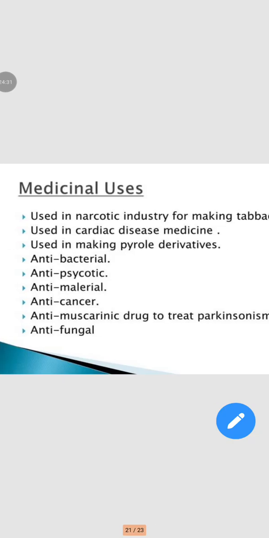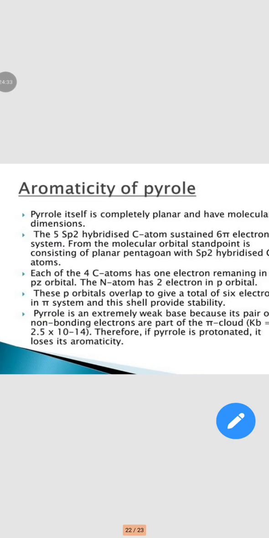Then medicinal uses of pyrrole, then aromaticity of pyrrole. Okay, thank you.